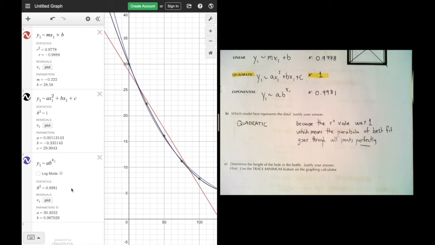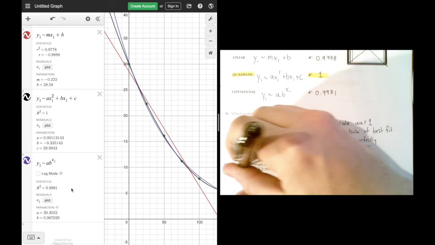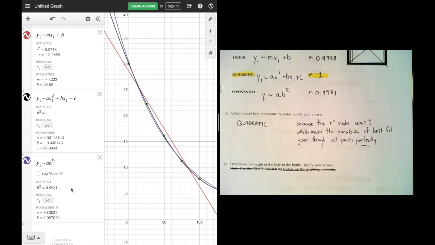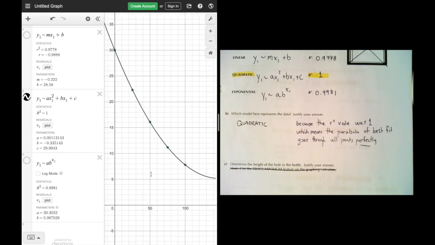Determine the height of the hole in the bottle. Justify your answer. It says hint, use the trace minimum feature. We don't have that on Desmos. But if we remember, water's draining out of the bottle, eventually that hole is going to hit and it's not going to drain anymore. So it's going to be the minimum. So I'm going to turn off these other models. Just got our parabola on there. And we're going to go look for the minimum.